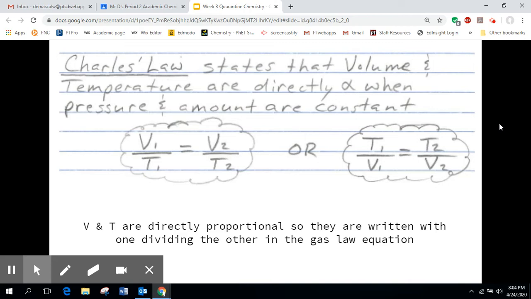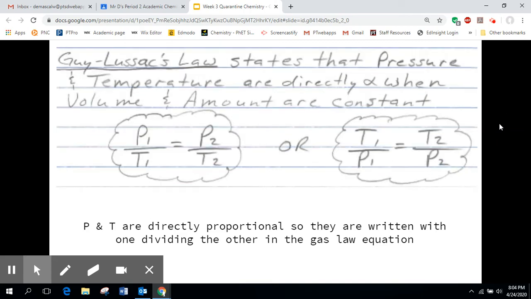The other thing you need to remember with Charles' law, with Gay-Lussac's law, with the combined gas law is you never use Celsius for your calculations. Always, always, always convert Celsius to Kelvin by adding 273 before you plug your values into your calculations. Gay-Lussac, very similar.